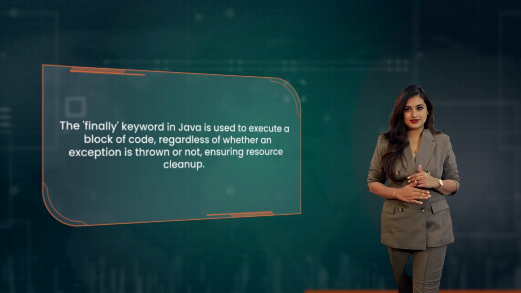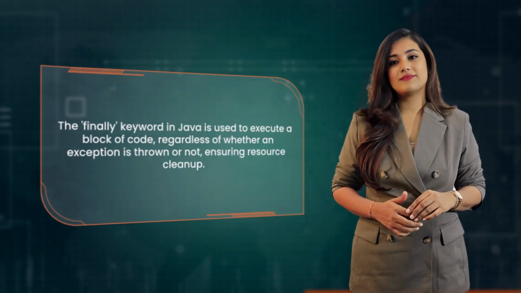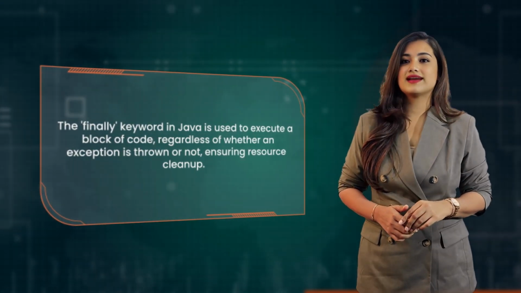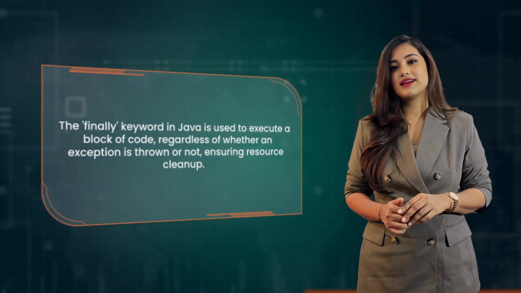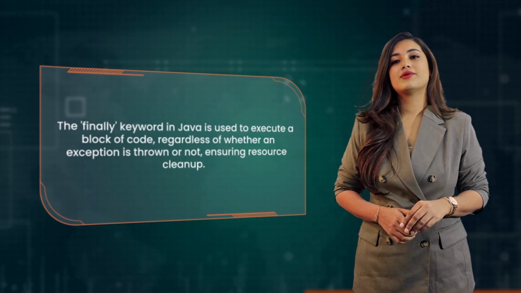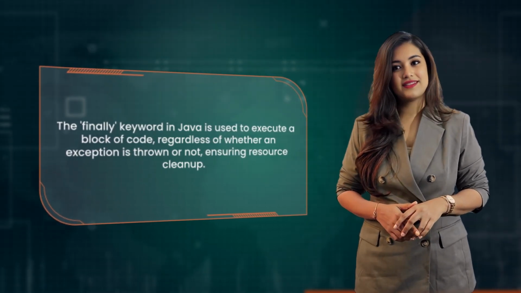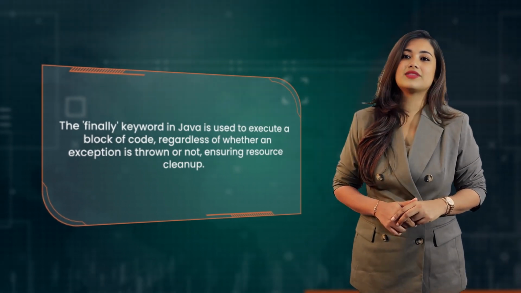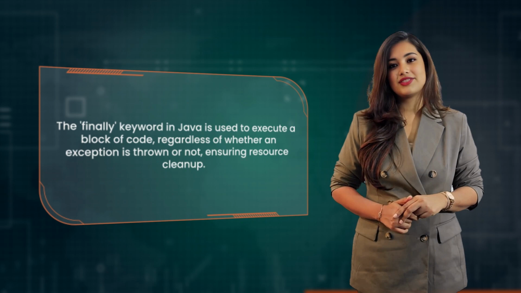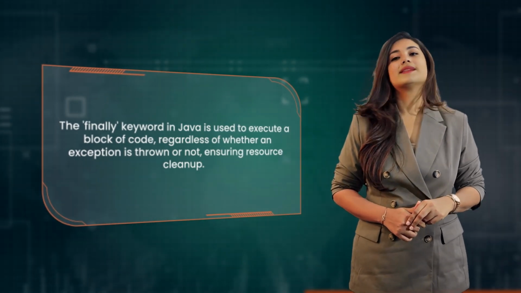The finally block in Java is a special block used in exception handling that follows a try block and, optionally, one or more catch blocks. It contains code that is guaranteed to execute regardless of whether an exception was thrown or caught. This makes it an ideal place to perform cleanup operations, such as closing files or releasing resources.